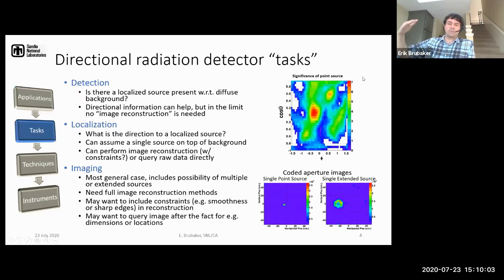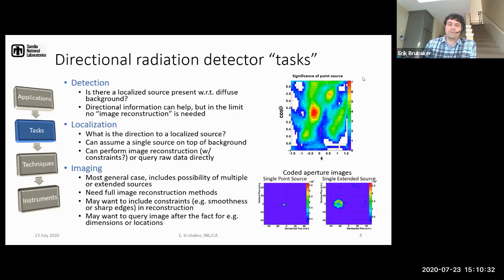So from those application-level flows, here is how I think about three different tasks that we might want to do with radiation, with directional detection systems. The feature of imagers that distinguishes them from other detectors is that they have directional information, but that directional information is not always the same across different systems.